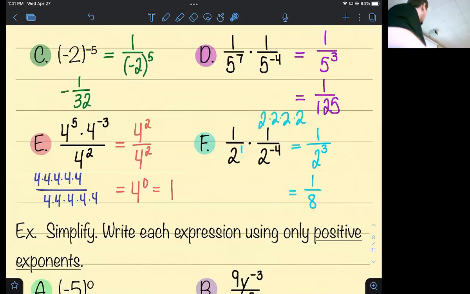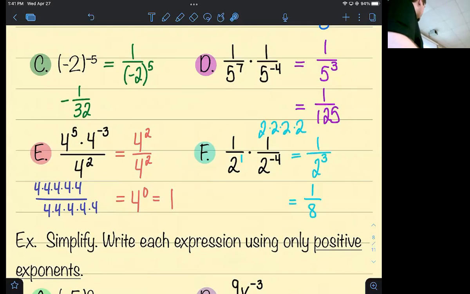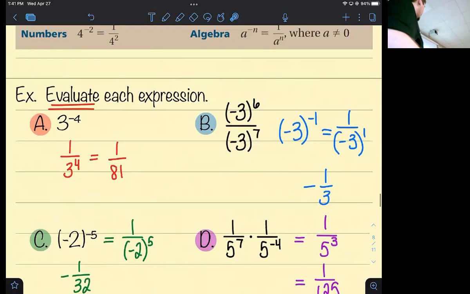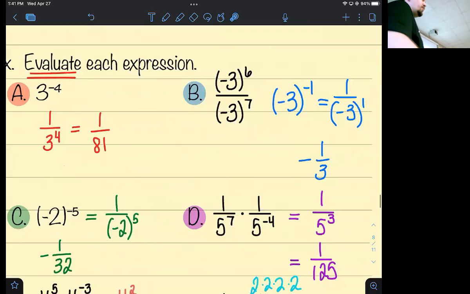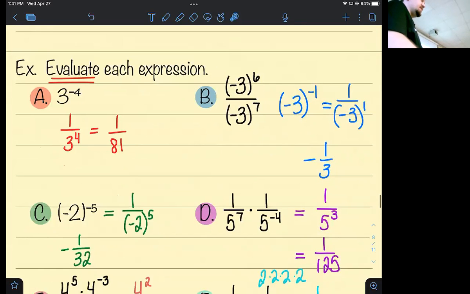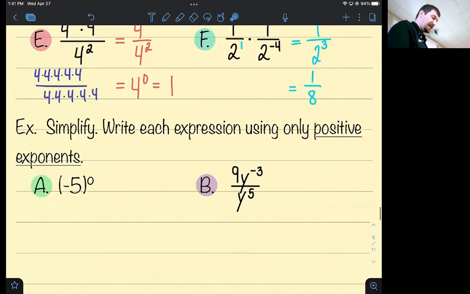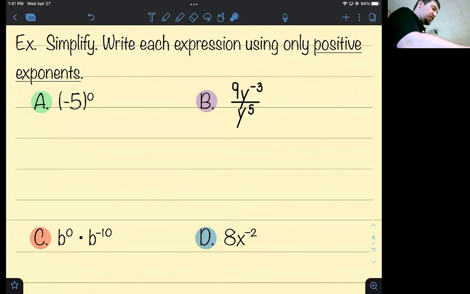Okay, so the instructions are now going to change. We're going from evaluating and writing our answer as 1/81 to simplifying, which means we're just going to actually stop when we get to the 1/3 to the 4th. Okay, so that's what it means to simplify. In fact, there's your instructions. Write each expression using only positive exponents.